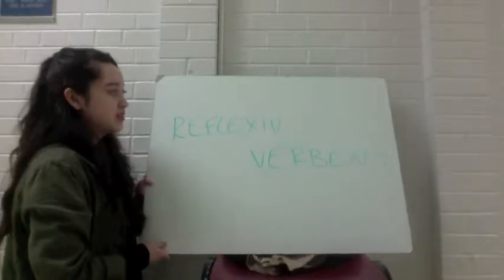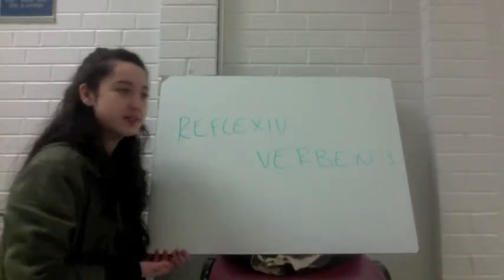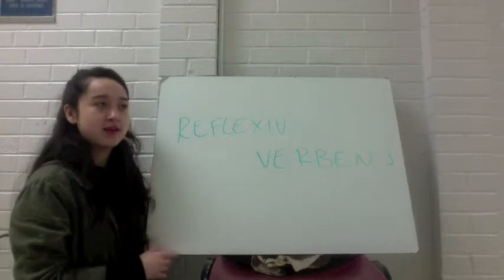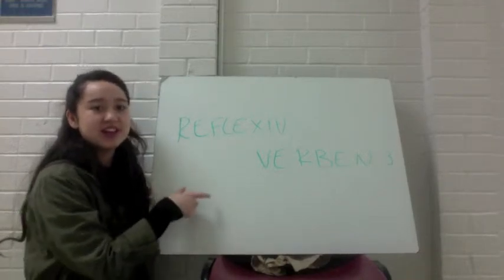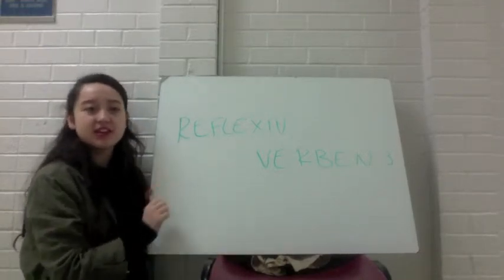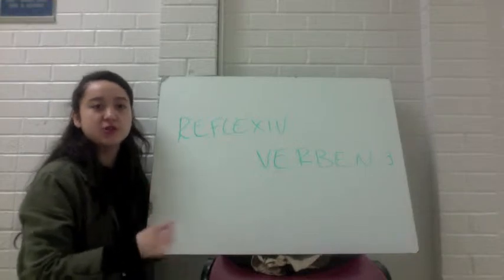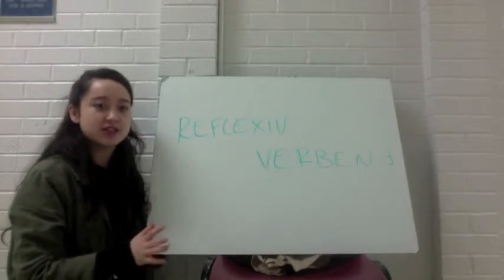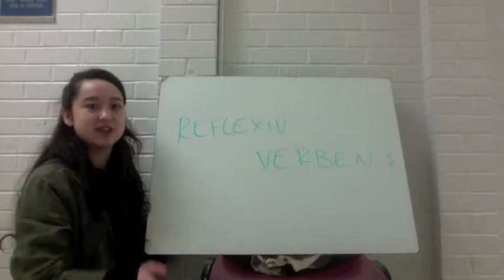So this video is going to be about reflexive verben. Reflexive verben is when the sentence refers back to the subject again. So when you're referring to oneself, yourself, herself, himself, etc.